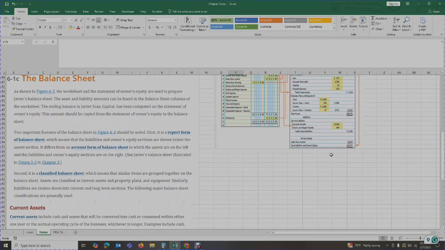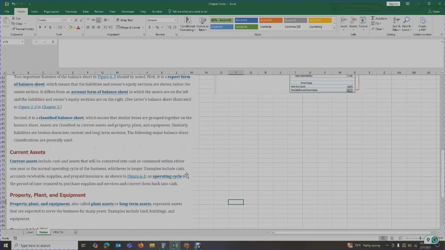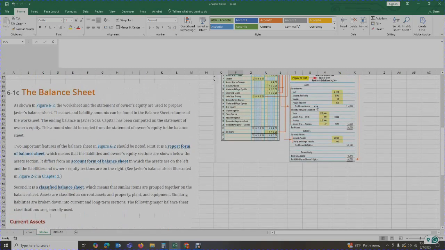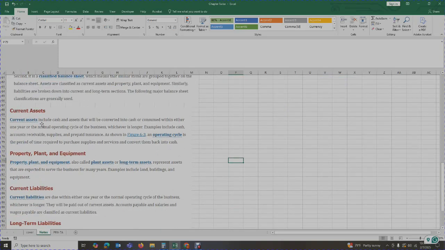Another thing in this particular balance sheet is the classification of accounts. We are grouping information together. So we have a section called current assets. If you see here, we've got current assets. And what is a current asset? Basically, a current asset includes cash and assets that will or can be converted into cash or consumed within 1 year or the normal operating cycle of a business, whichever is longer. The common examples include cash, accounts receivable, supplies, and prepaid.